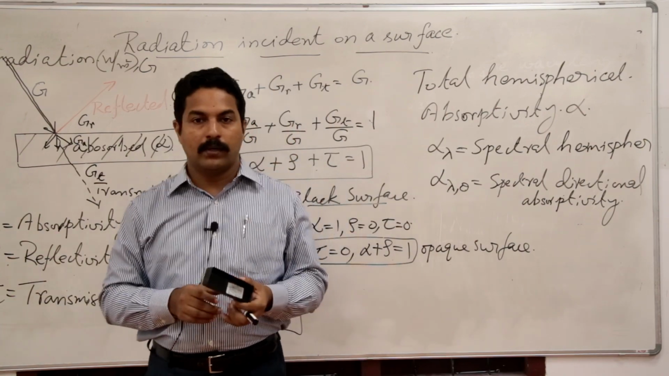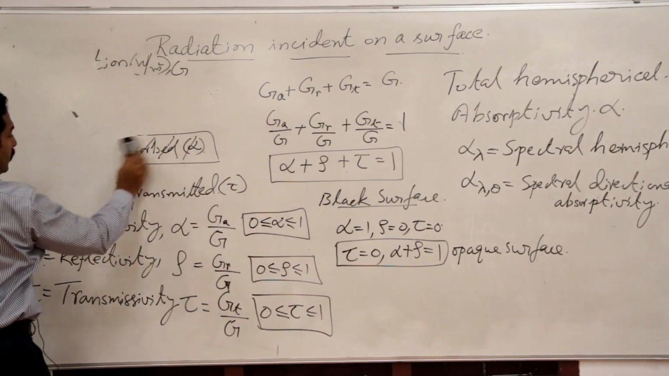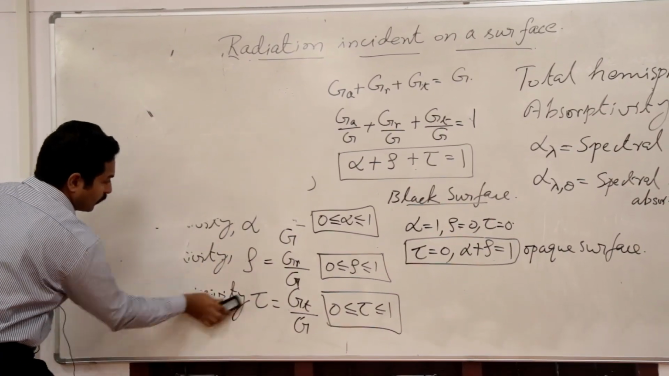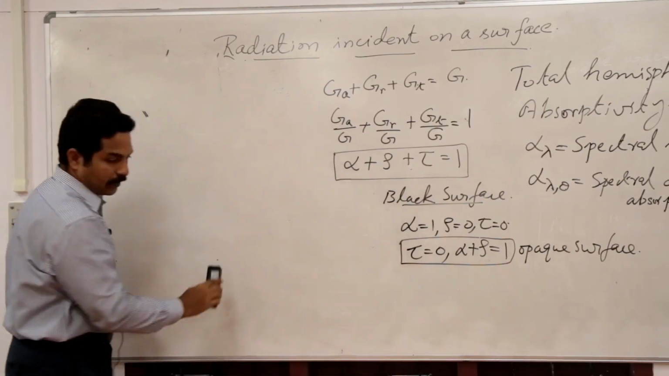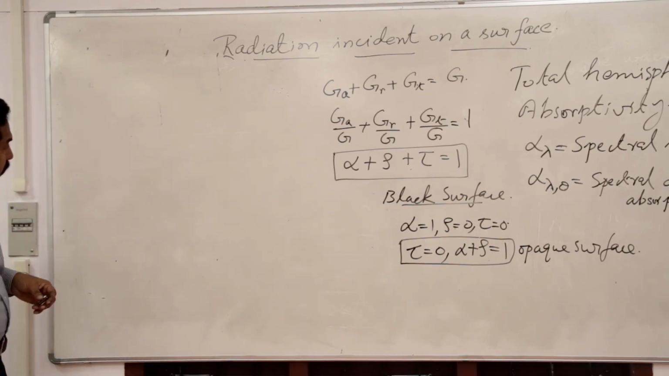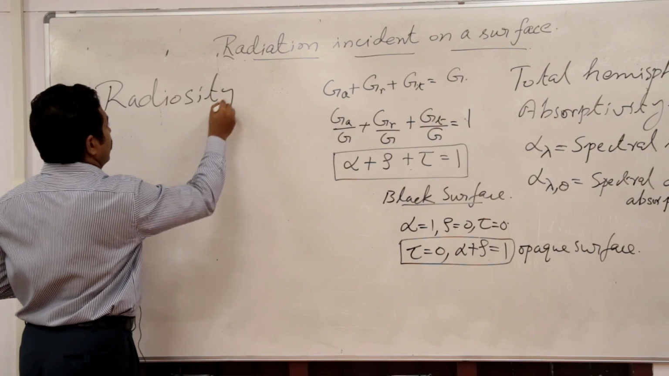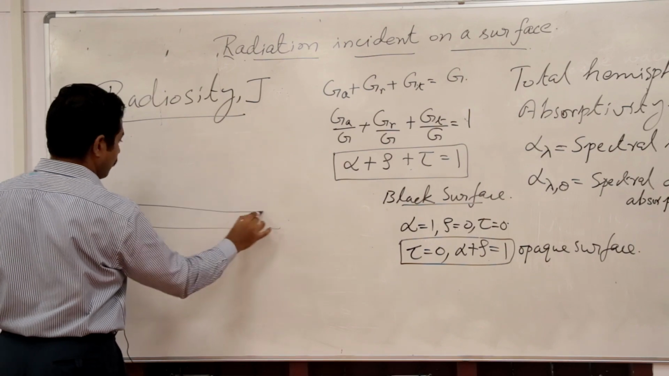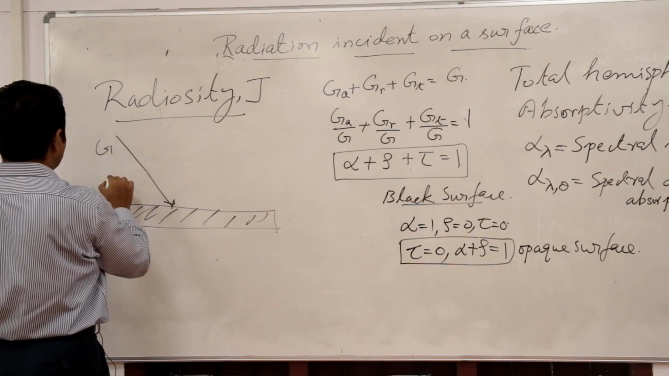Then one more term we have to see is radiosity. In relation to the radiation incident on a surface, another term we can define is radiosity. Radiosity is usually represented by the term J. So we can see what radiosity is. If I consider a surface, there is some irradiation. This is G, irradiation.